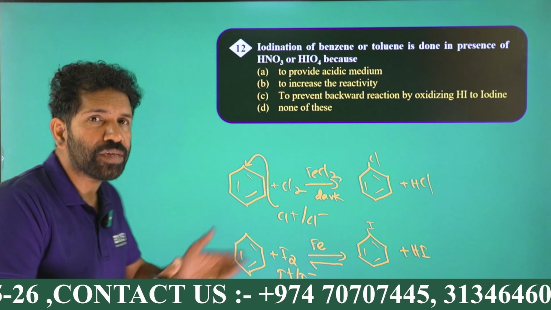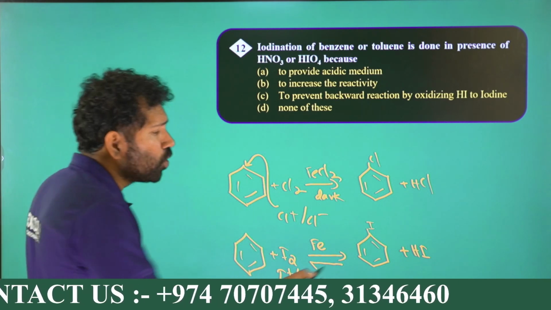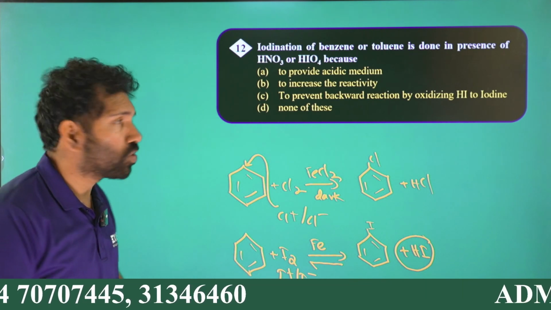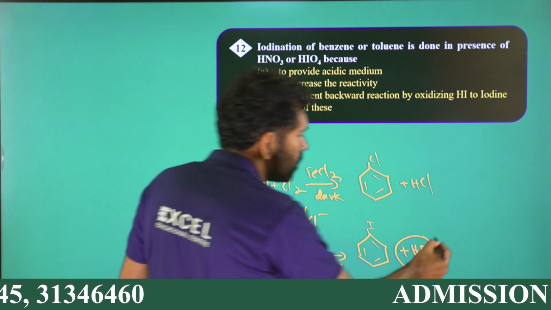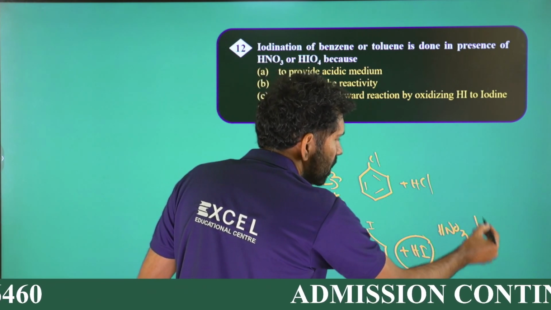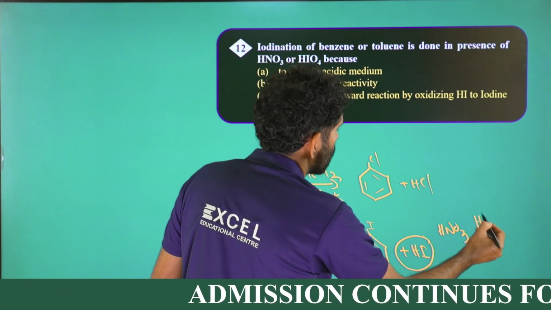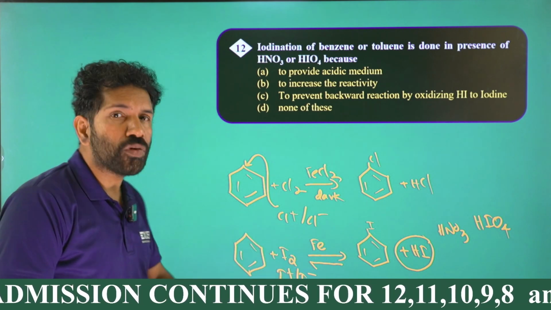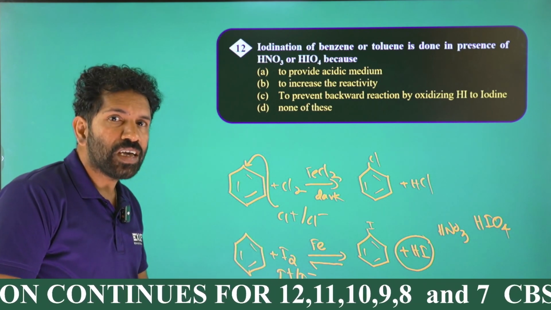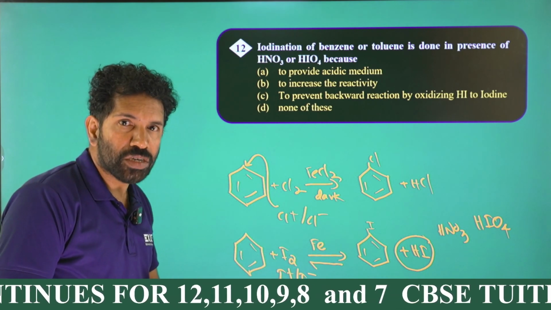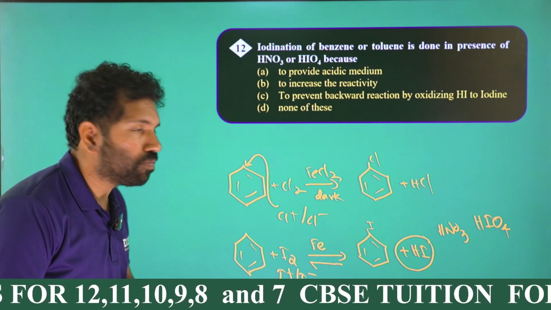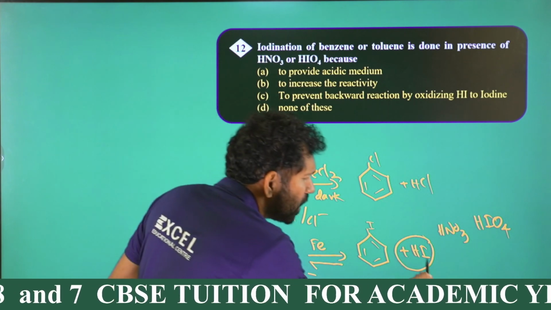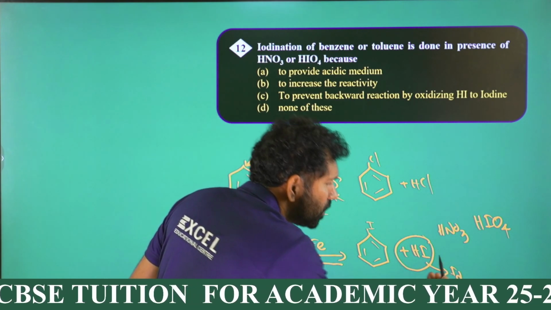Okay, so we have one method now. We are removing this HI by using an oxidizing agent. The oxidizing agents used for this purpose are HNO3 as well as HIO4. Remember, the oxidizing agent used for this particular thing is nitric acid as well as HIO4. HIO4 is called meta-periodic acid. So you can use this oxidizing agent to convert HI to I2. HI gets oxidized to I2 here.